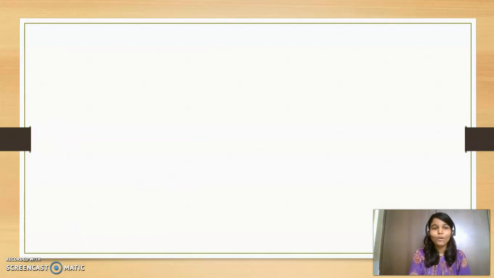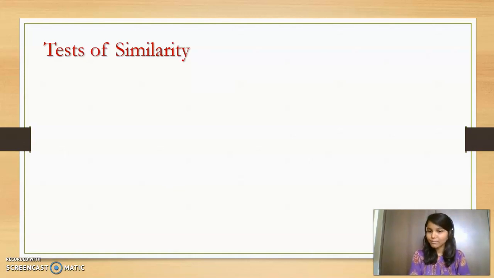Now let us see what the tests of similarity are. Okay, students, these were the 6 conditions we learned earlier. If all these 6 conditions are fulfilled, then two triangles can be said to be similar. But this test of similarity is a shortcut to that step. That is, if you prove these tests, then you don't need to prove the entire set of conditions. Only this test will be enough.